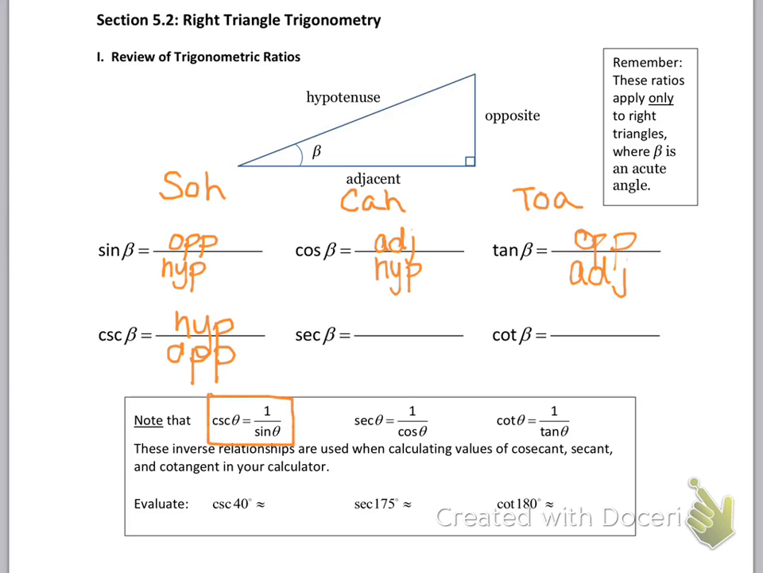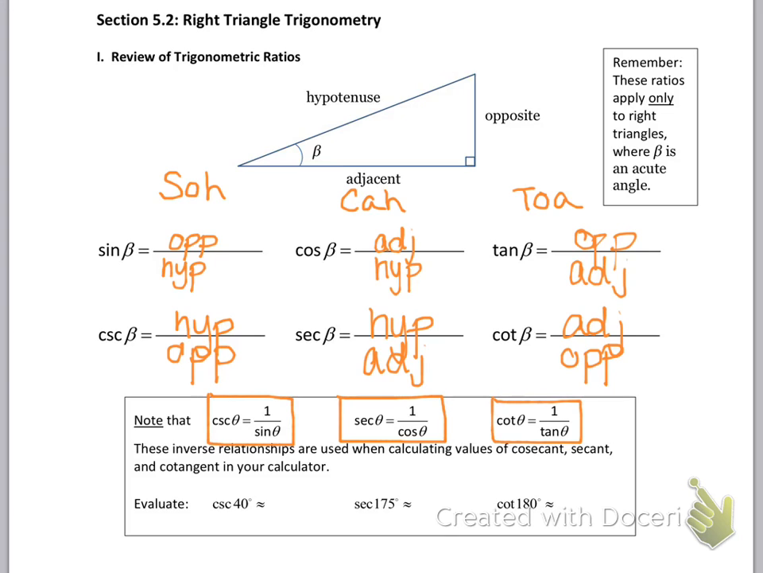Since 1 over cosine is secant, then secant is hypotenuse over adjacent. And cotangent is 1 over tangent, so we have adjacent over opposite.